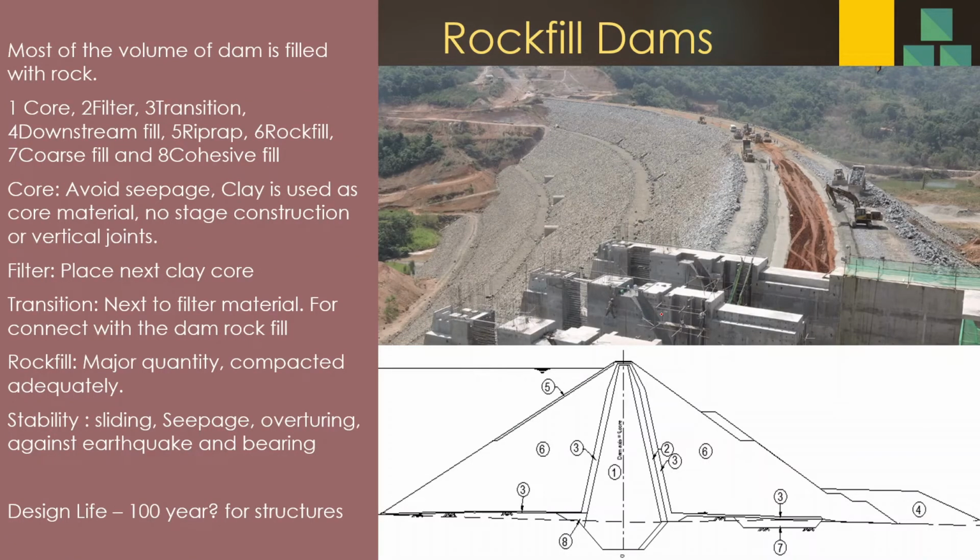Rockfill dams are a bit more complicated than the other types of dam. There are many components in rockfill dams. If we start discussing these components, number one you can see here is the clay core. The clay is filled in the core of the dam to avoid seepage. Next to the clay core, you have the filter. So water will be sent smoothly into the clay core. That is called the filter.